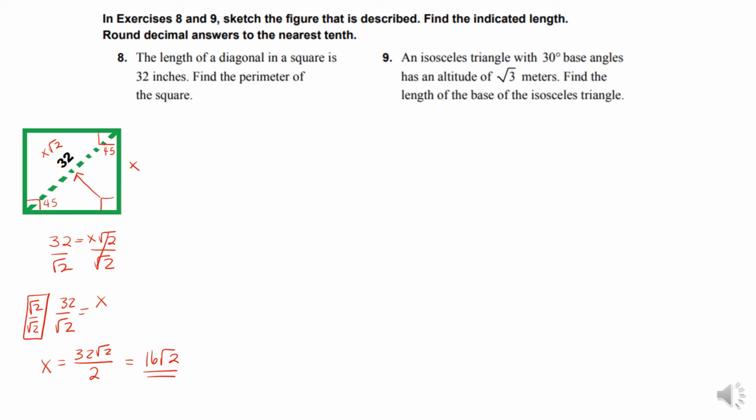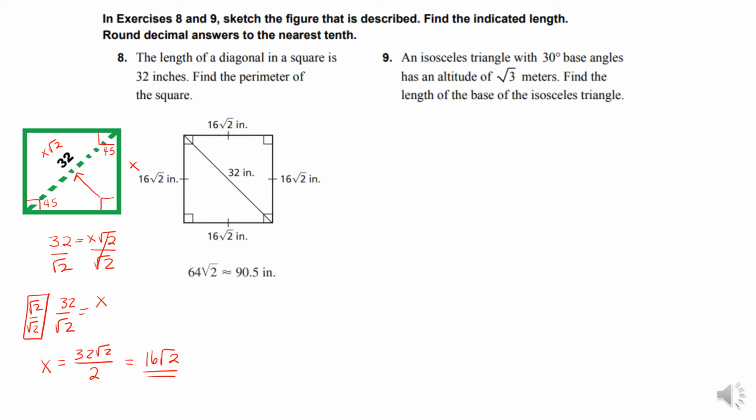Now we know in order to find the perimeter, we just have to multiply that by 4. So you have a choice. Once you multiply it by 4, you could leave it in this form, 64 square root of 2, or you could find the square root of 2 and multiply that by 64 to get this answer. Remember that this is the exact answer. This is the estimated answer. Since they did tell you in the directions to solve to the nearest tenth, then they wanted you to give them the estimated answer.